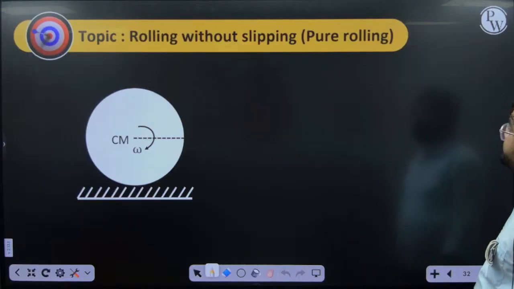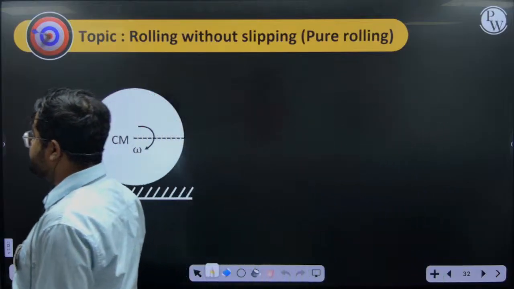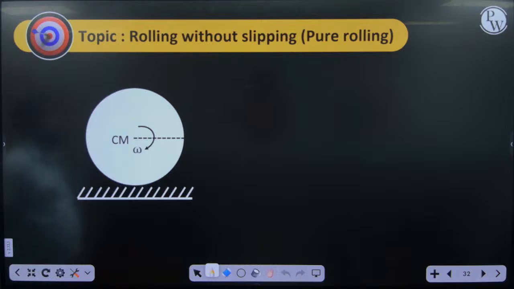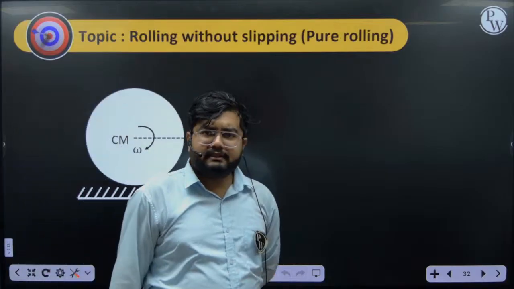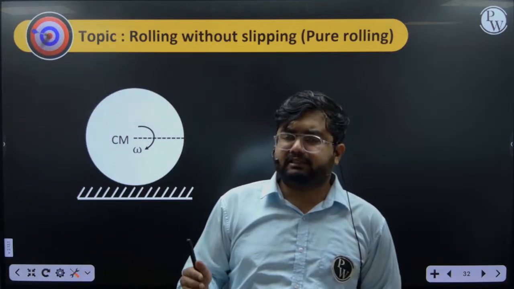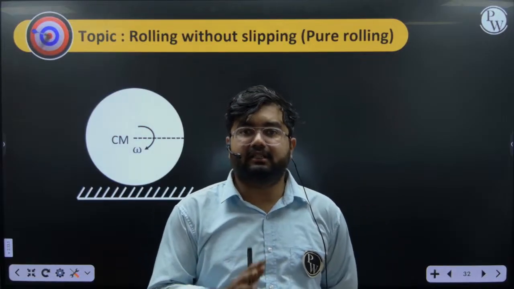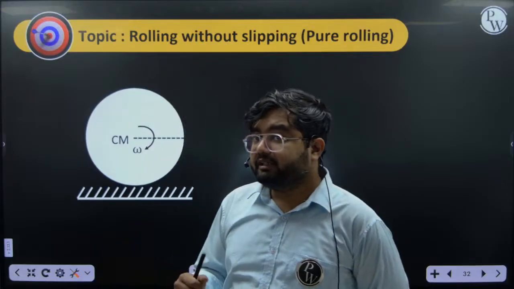Moving forward, the next topic that we have here is rolling. Rolling without slipping, pure rolling. This is combined translational and rotational motion, just like the wheel of a car, just like when a car moves.